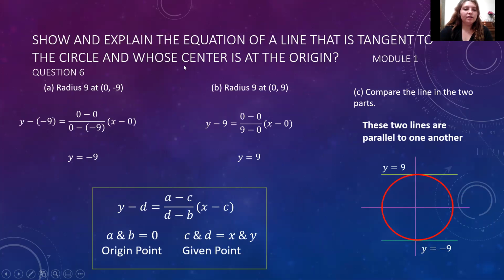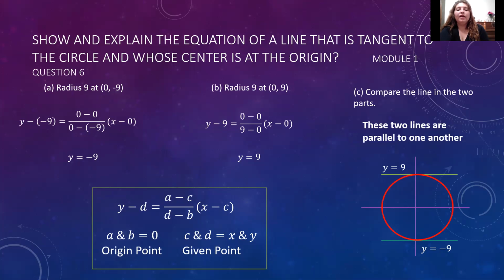So now we're at question 6, and we're going to learn about tangent lines and figure out how we find that for a tangent line of a circle. So for A, it says our radius is 9 at the point 0, -9. So we're going to use that down here in this green box. I've shown you the formula that you use in order to find that tangent line. And it tells us that A and B for this equation are our origin points, which are 0, 0. So for A and B, they're both 0.